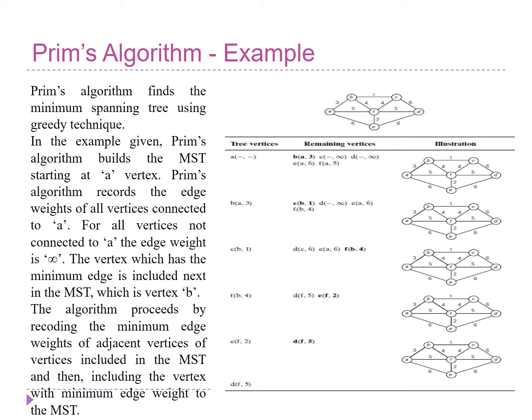Now, D has an edge weight of 5 with its connection with F. Now, the last node or vertex that is included in the minimum spanning tree is D. So, the connection between these vertices will give the minimum spanning tree by which all these vertices could be connected.